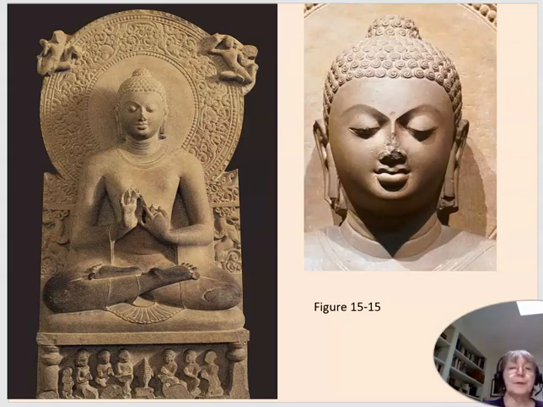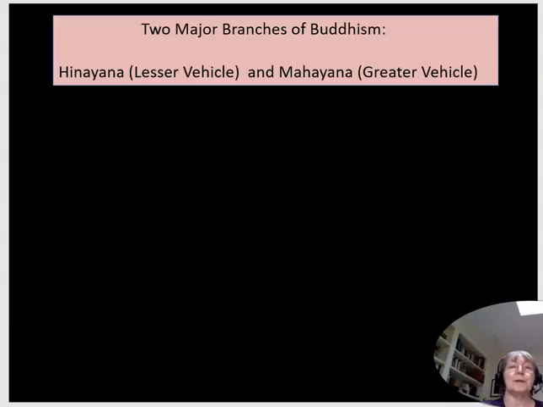The Buddha presented himself only as a teacher. After his death, however, it became necessary for some of his followers to elevate the Buddha to a position of being divine. Consequently, Buddhism will split into 2 divisions. Let me just show us a picture here. There we go. 2 major branches of Buddhism: the lesser vehicle, known as Hinayana, and the Mahayana, the greater vehicle.